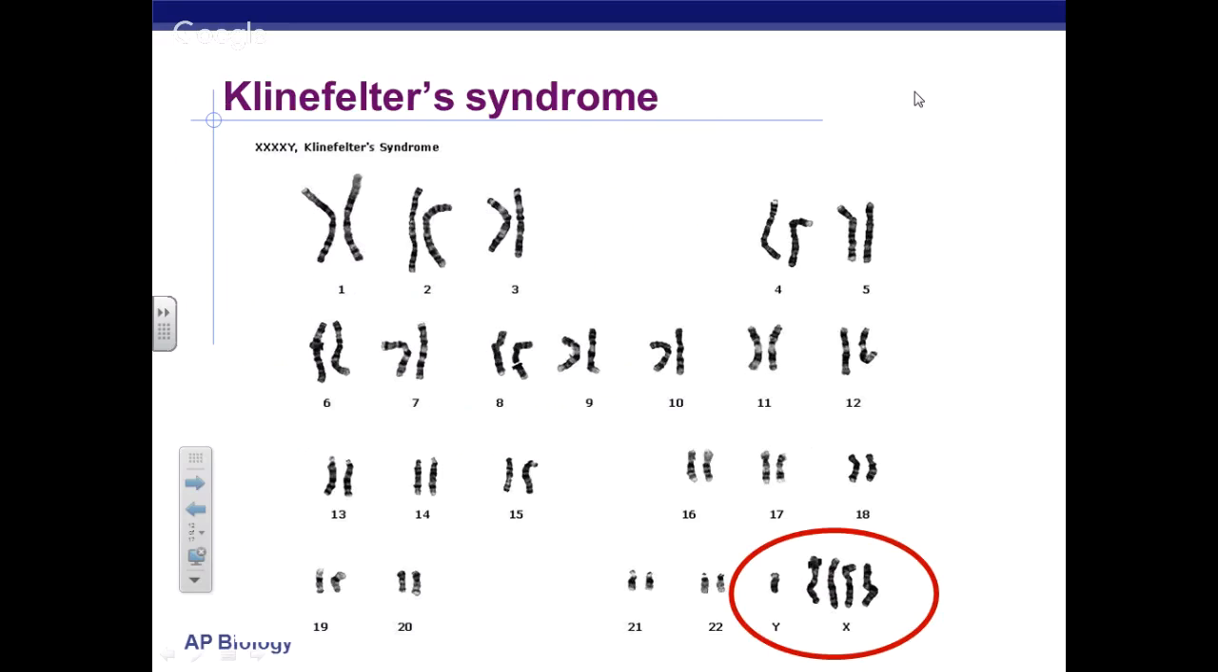Not necessarily, because he could have got an X and a Y from the dad. It really just depends if the egg and the sperm were both messed up or just one. You know what I mean? It really depends. Sort of hard to tell.